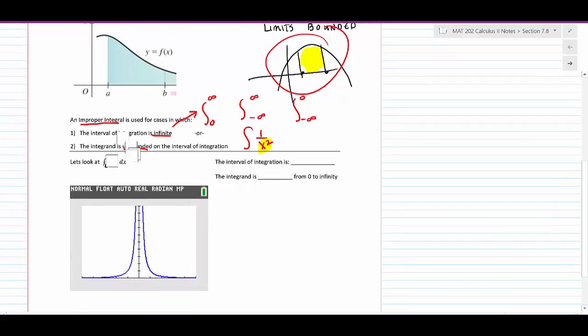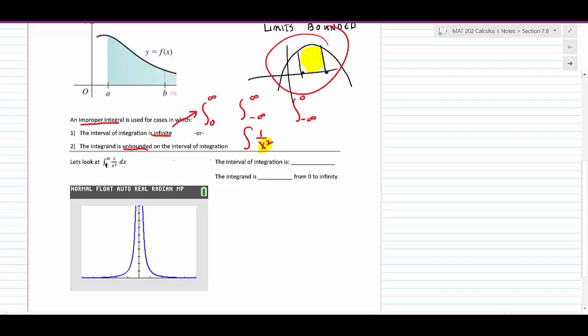Now, your handout may have had a typo. Does your handout say 0 to infinity? It needs to say 1 to infinity. I caught that when I was looking it over. I typed that wrong, and there's a reason for that. I want to look at 1 to infinity, not 0 to infinity, because what we're going to look at is case 1.